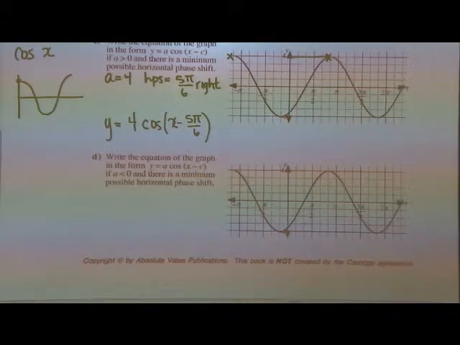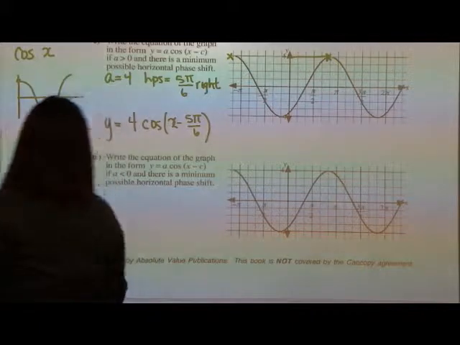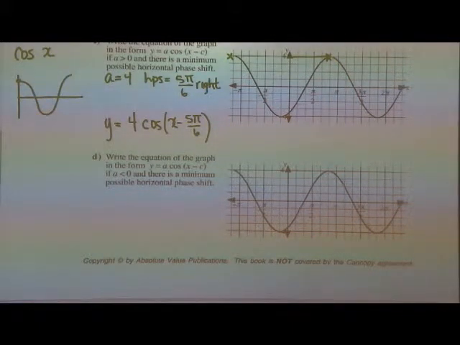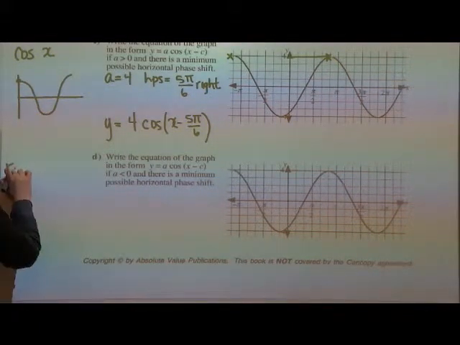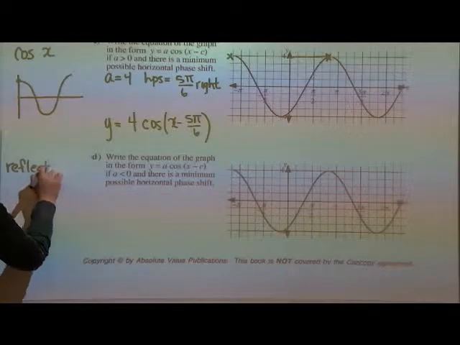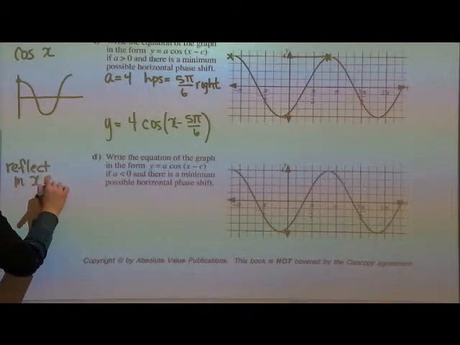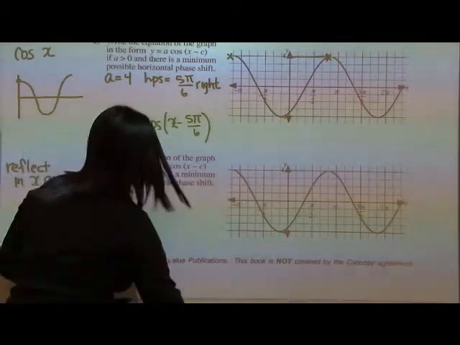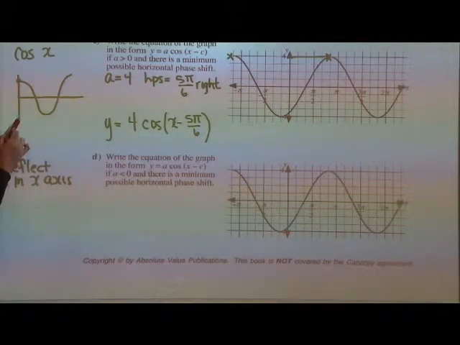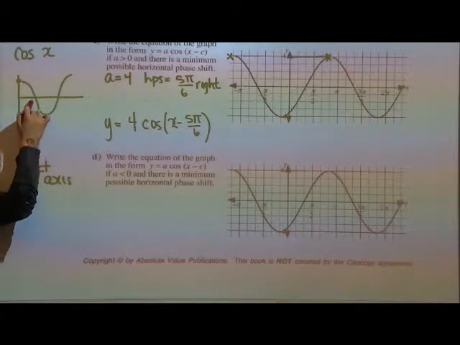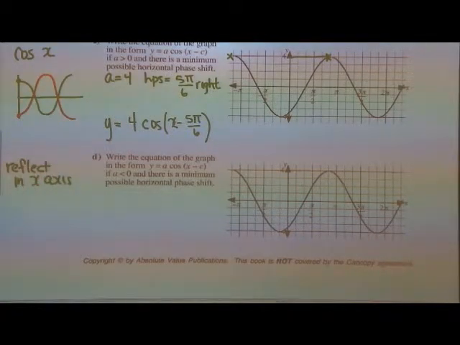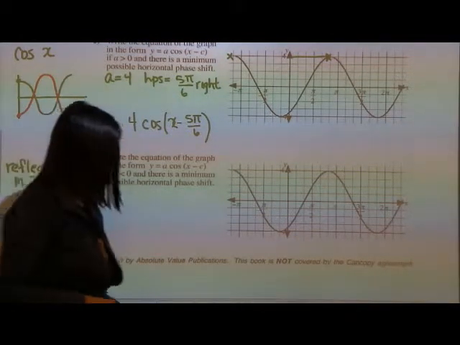And what happens in D? A has to be less than 0, so now what do I have? Reflection on the x-axis. So if I reflect this graph in the x-axis, instead of it starting at its max, it's now going to start at its min. That's what the reflected graph is going to look like.